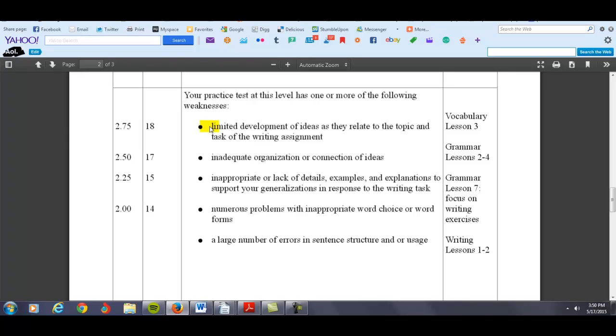Again, limited development of ideas as it relates to the topic and the task. So you need to work on developing your ideas a lot more than you are. So your score here is 2.0 out of 5, or 14 points out of 30. So what I'd like for you to do now is, you have some sense of how to organize your ideas, but still you need more practice with this kind of writing task, right? So what I recommend between now and the final exam, complete 4 to 6 additional writing practice tests.